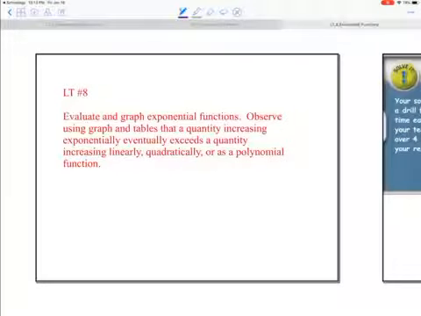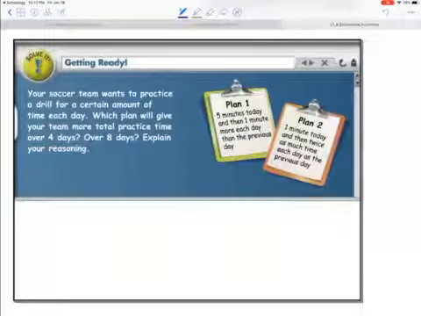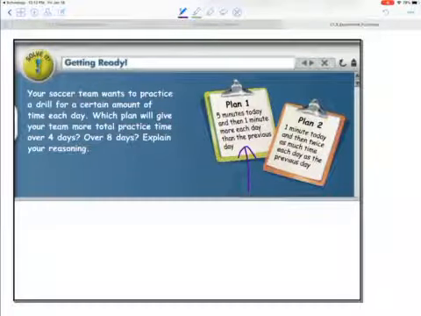This movie is for Learning Target 8, Evaluating and Graphing Exponential Functions. Your soccer team wants to practice for a drill a certain amount of time each day. Plan 1 has you practicing 5 minutes today, then 1 minute more each day than the previous day. Plan 2 has 1 minute today and then twice as much as each previous day.